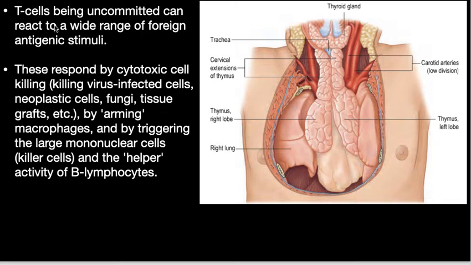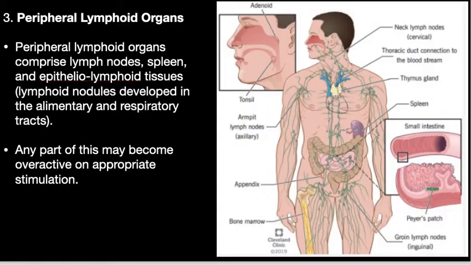They respond, that is, the T cells respond by cytotoxic cell killing, that is, killing of virus infected cells, the neoplastic cells, fungi, tissue graft, etc., by arming the macrophages and by triggering the large mononuclear cells or the killer cells and the helper activity of the B lymphocytes.